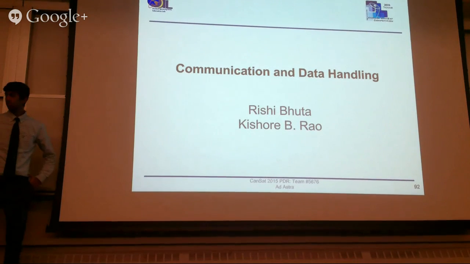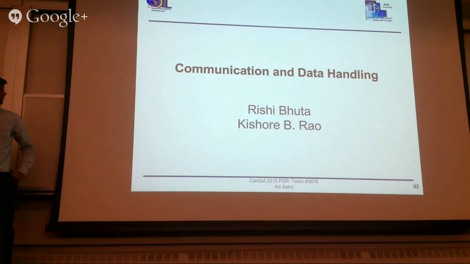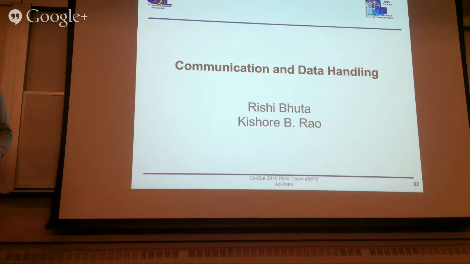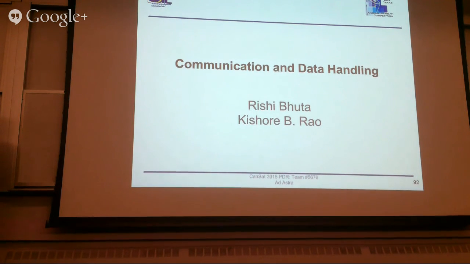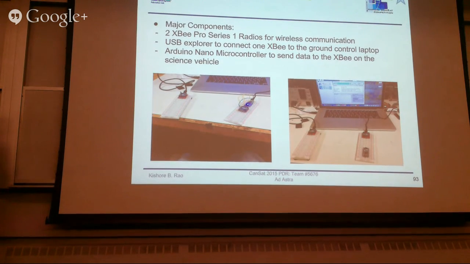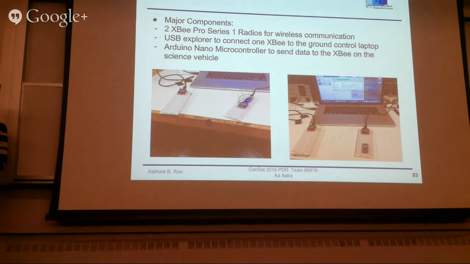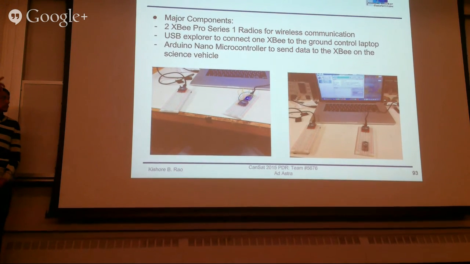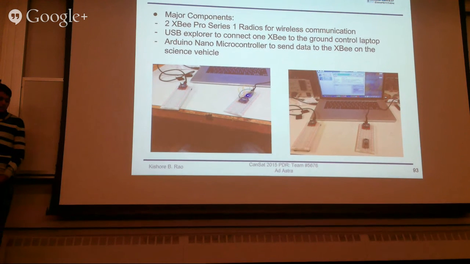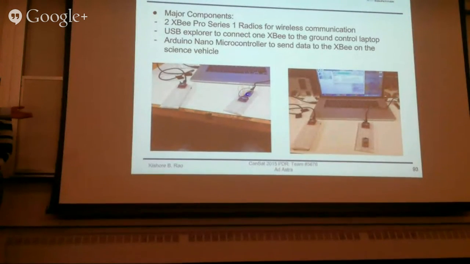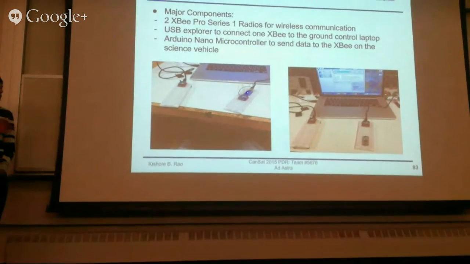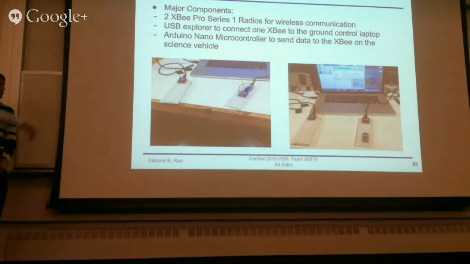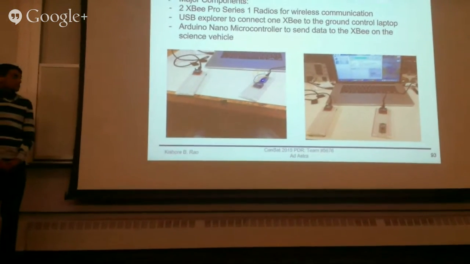And then next is range control with communication data. So this is an overview of communication data handling. The major components are the two XBee Pro Series 1 radios. We're also using the USB Explorer to connect the XBee on the ground to the ground control laptop. And we'll be using the Arduino Nano microcontroller to use this video.